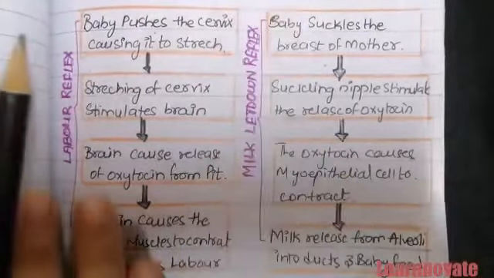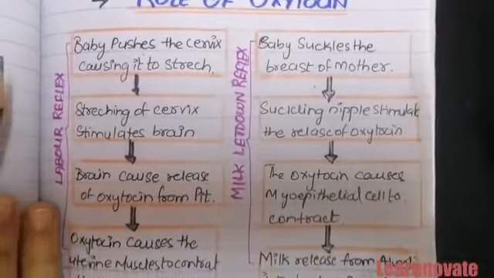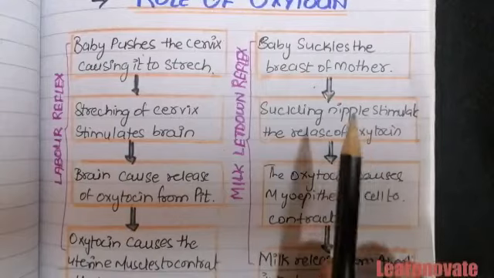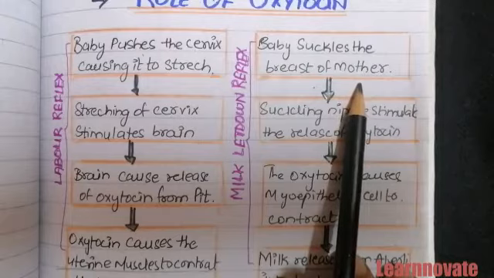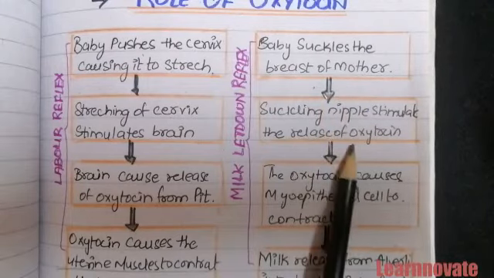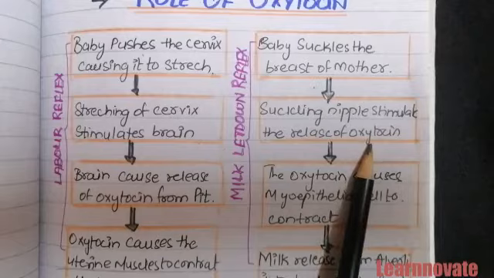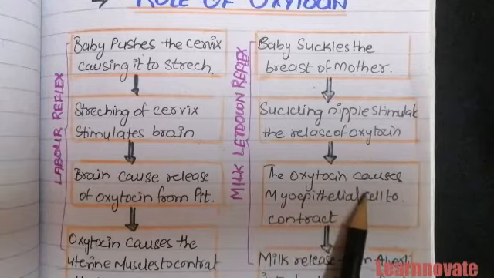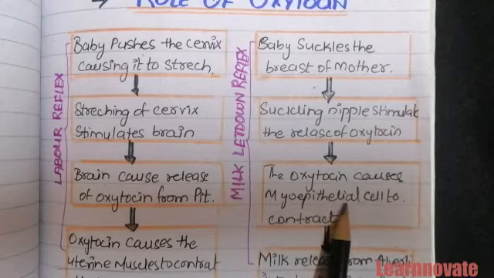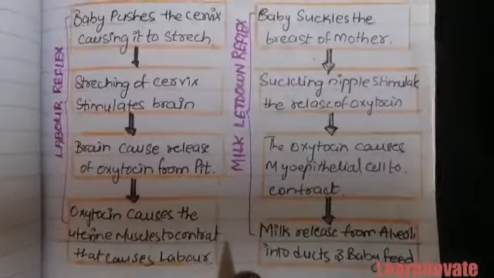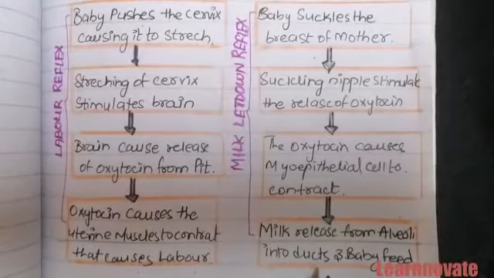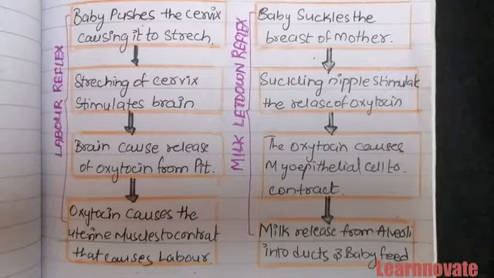The second function of oxytocin is the milk letdown reflex. The baby suckles the breast of the mother. The suckling of the nipples stimulates the release of oxytocin from the posterior pituitary again. This oxytocin causes the myoepithelial cells of the breast to contract. Increased contraction of myoepithelial cells causes the release of milk from the alveoli into the ducts, and then from the ducts into the lactiferous sinus and into the nipple. So at the end, the baby feeds on that milk.